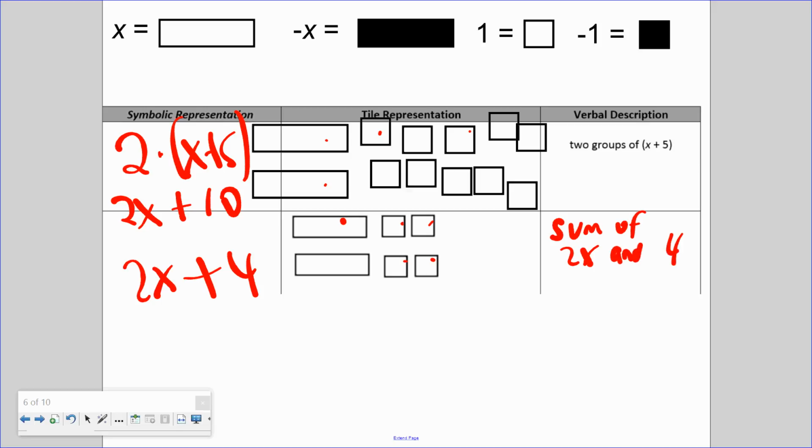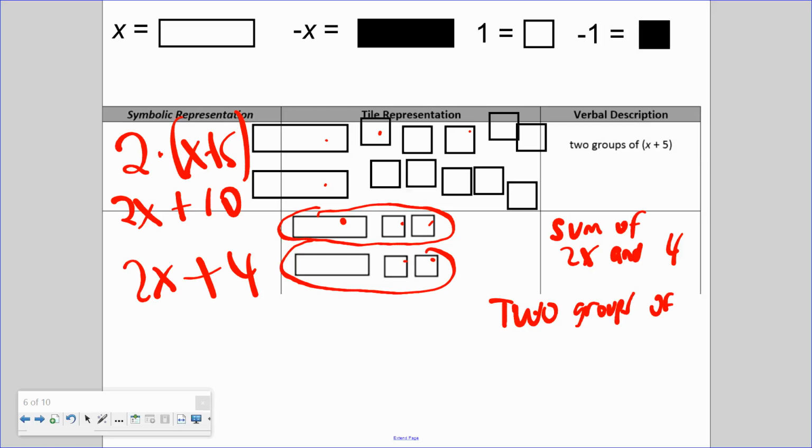But if I circle this, this is one group, and this is a second group. Are they equivalent? They are. So it seems like there is one group, two groups. Let's write some verbal description. There are two groups of x plus 2.